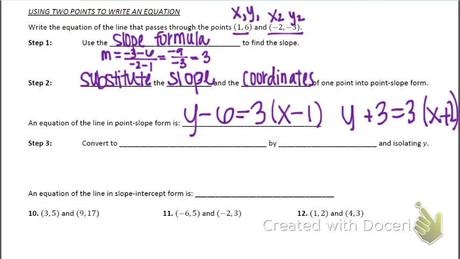Now, point slope form is good, but slope-intercept form is actually the most used form of a line. So you are sometimes, not always, going to be asked to convert from point slope form to slope-intercept form. So we're just going to do that in the same problem here. So step 3, we are going to convert to slope-intercept form by distributing and isolating y.